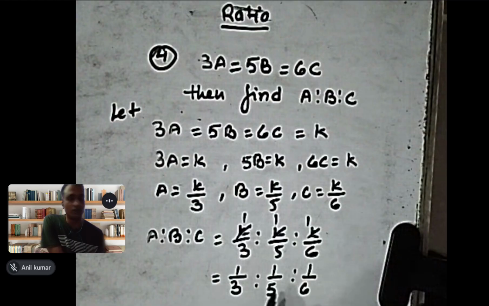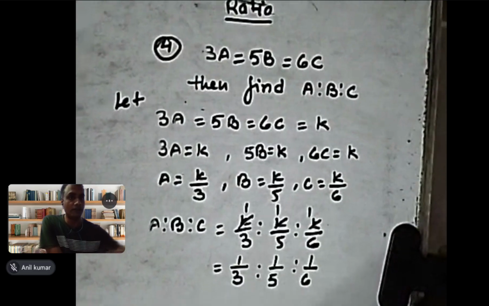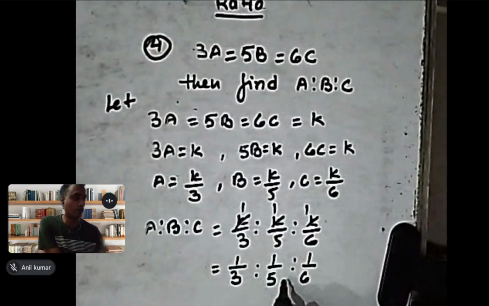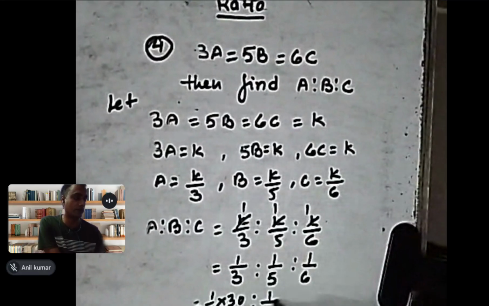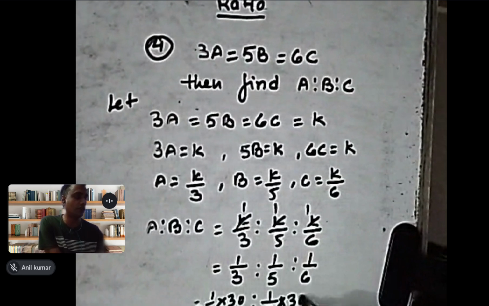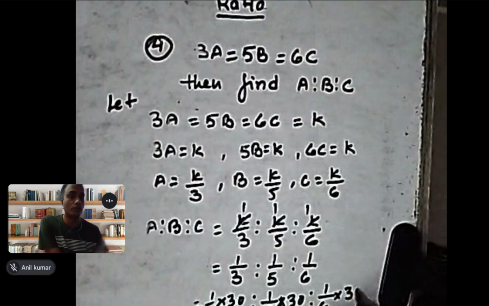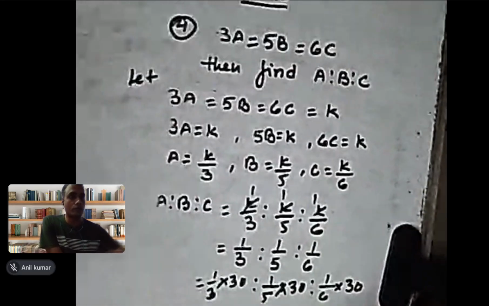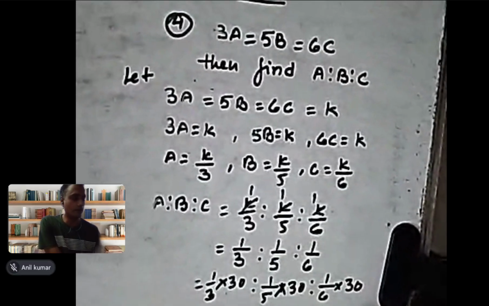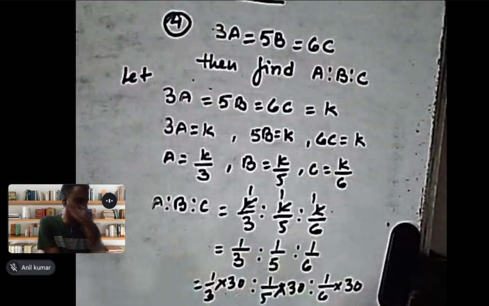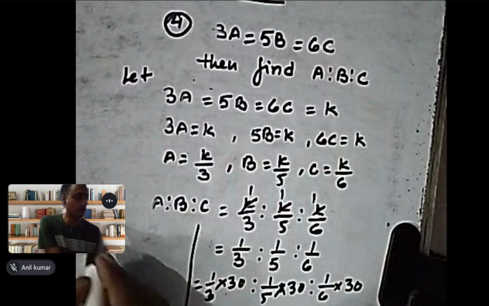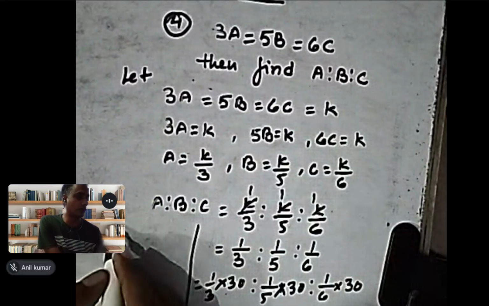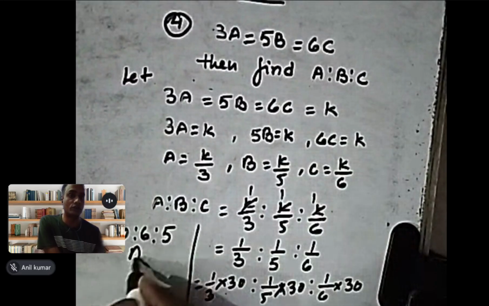When there are fractions in the ratio, you have to multiply each term with the LCM of the denominators. So you have to multiply with 30, the LCM of 3, 5, and 6. You can multiply or divide with any number, but you must multiply each term with the same number. Now this gives you, so I'm writing the answer here. That's equal to 10 ratio 6 ratio 5, and that's your answer.